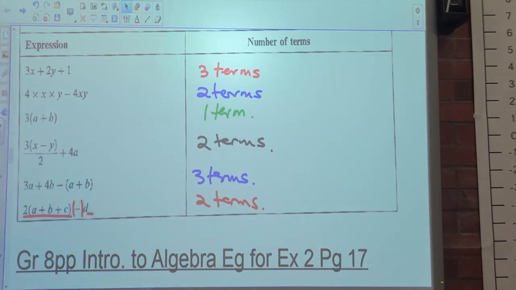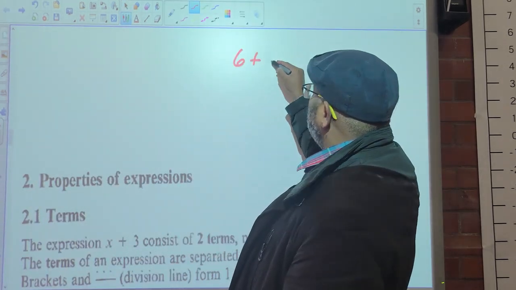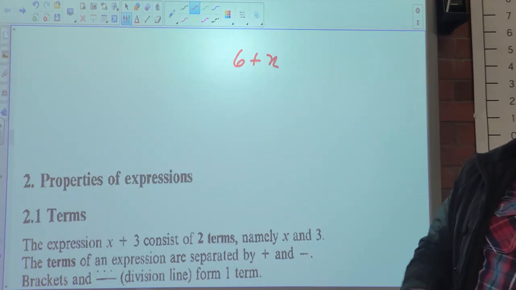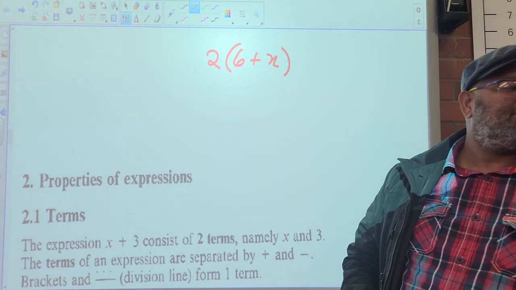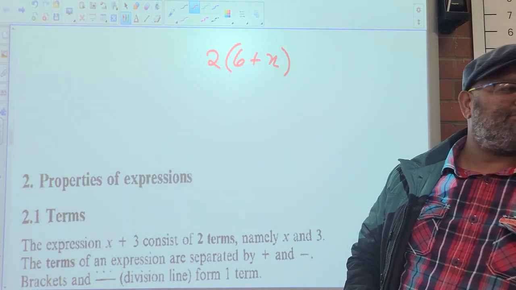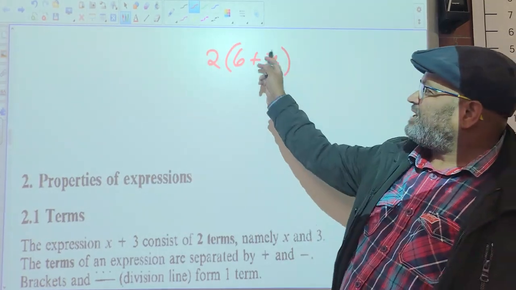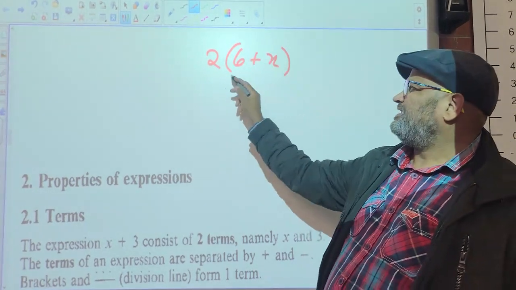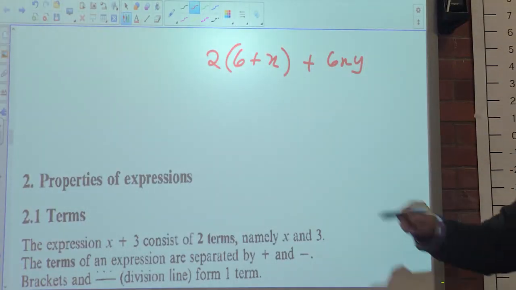So let's ask a couple of questions with regards to this. With this in mind, the terms of an expression are separated by addition and subtraction signs. Brackets and division form 1 term. Michael, how many terms are here? 2. And now? Is she right? Means this is 2? No. 1 term. Why 1 term? It's a bracket. Right. How many terms are there now? 2.